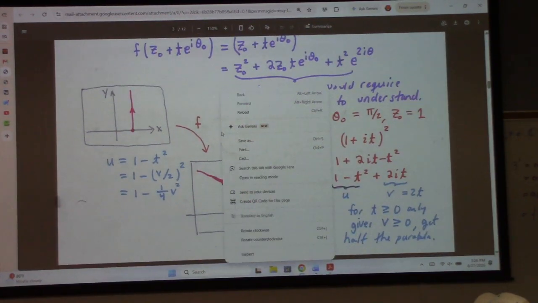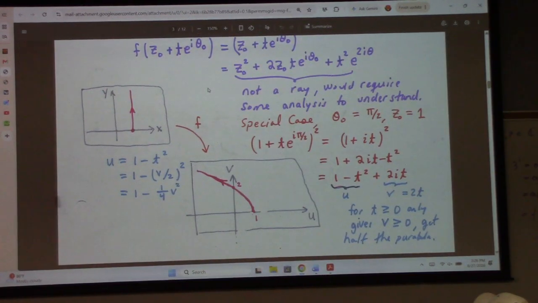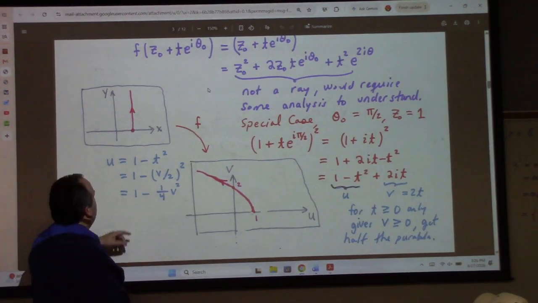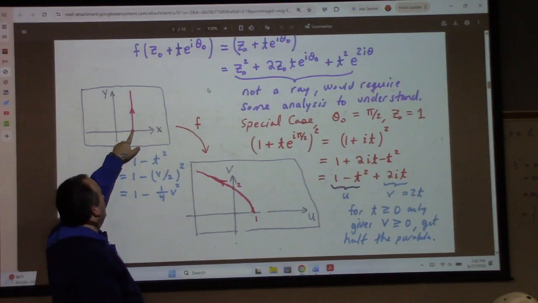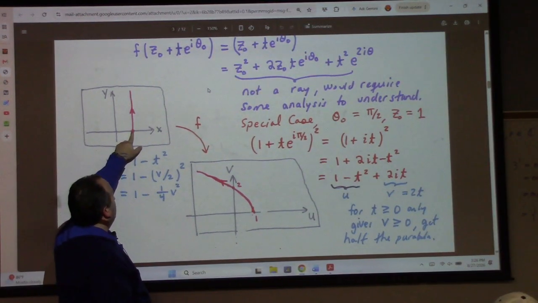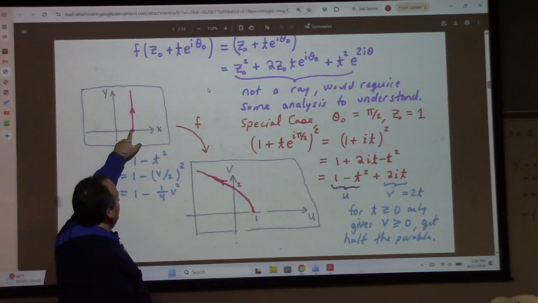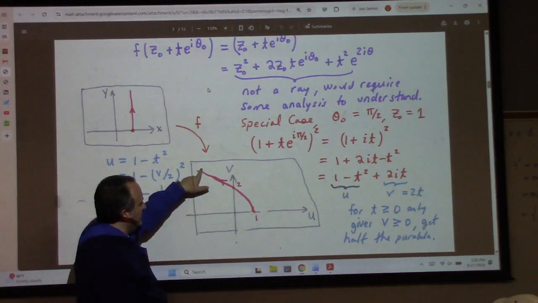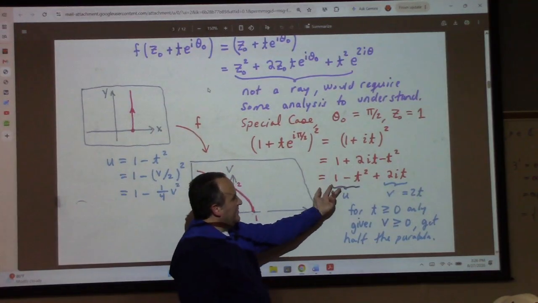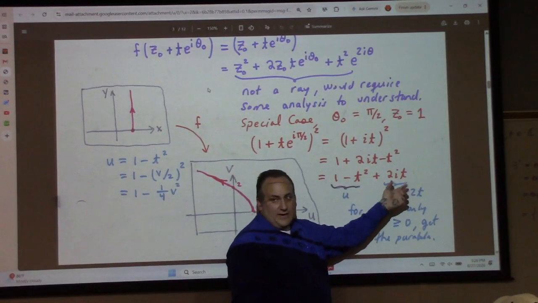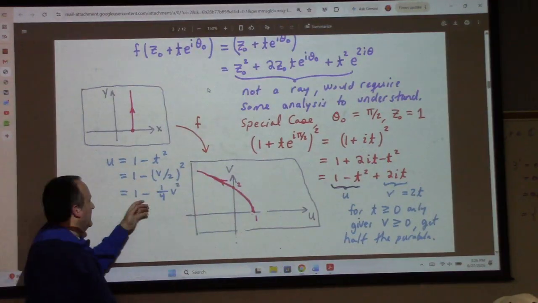My special case is theta naught equal to pi over 2 and z naught equal to 1, which makes my initial curve this vertical ray starting at 1, going up and up and up, and it maps it to like half of a parabola actually, which I do some math to figure out. I get u is equal to this and v is equal to that, so I can eliminate time and just find the uv equation.